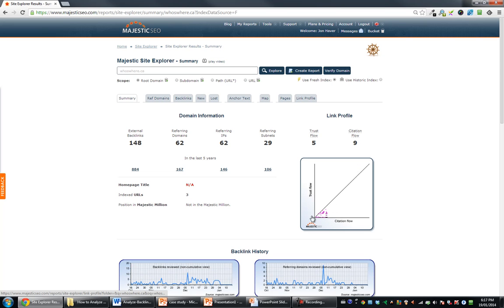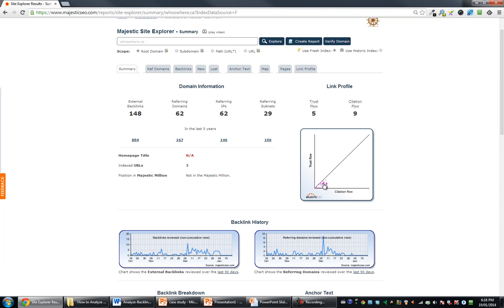So what you ideally want to see is a nice curve along this line. So you want to see a nice spread of domains along here. That's what a natural profile will look like. What you're seeing here is two concentrations of links that all have the same trust versus citation flow, and then you're also seeing along the bottom here a large number of low trust, high citation flow domains, backlinks to this domain. So we're seeing both the two things that we're wanting to watch out for: concentration, lots of low trust flow links.